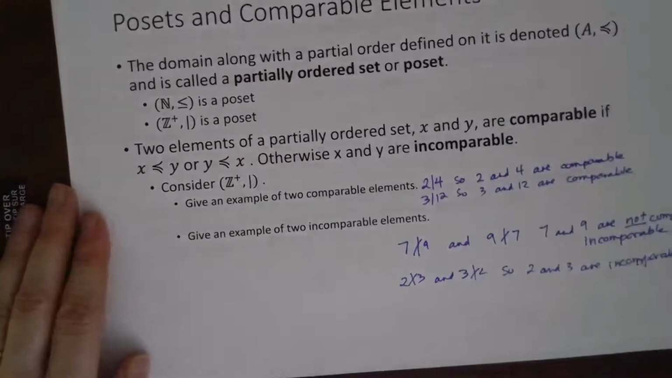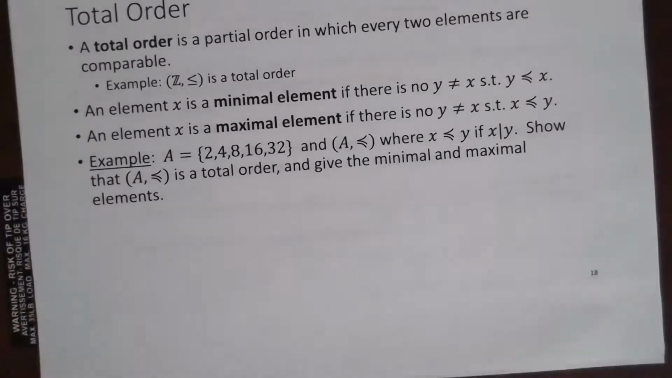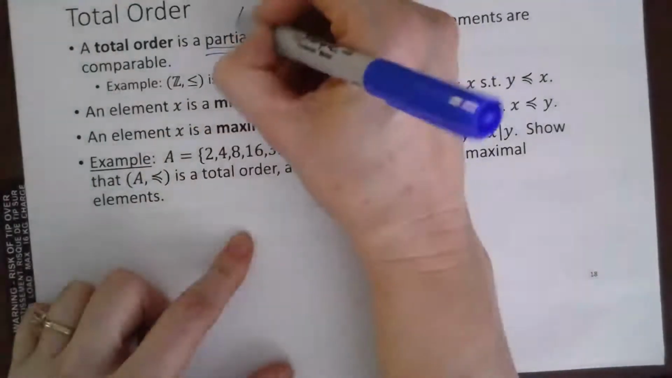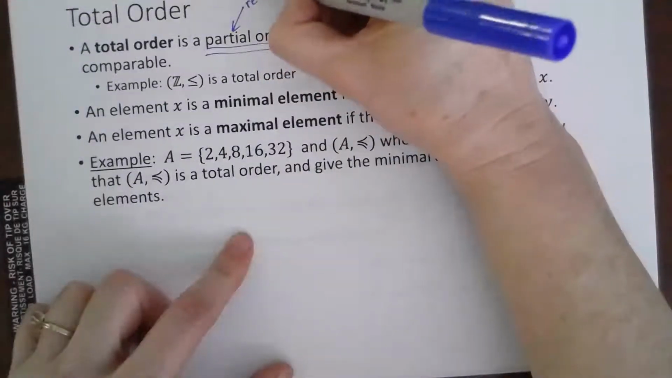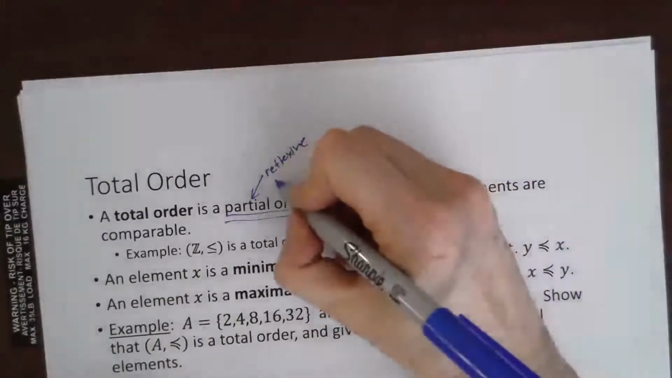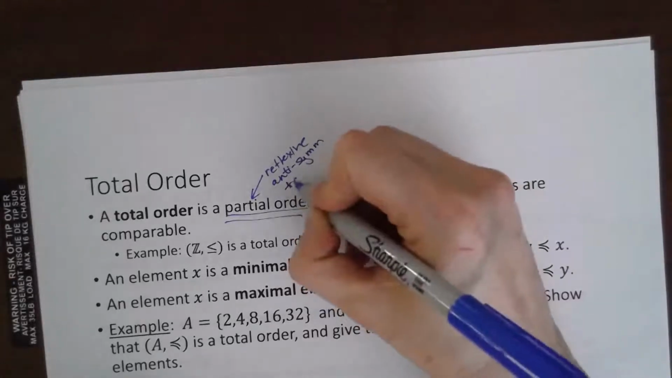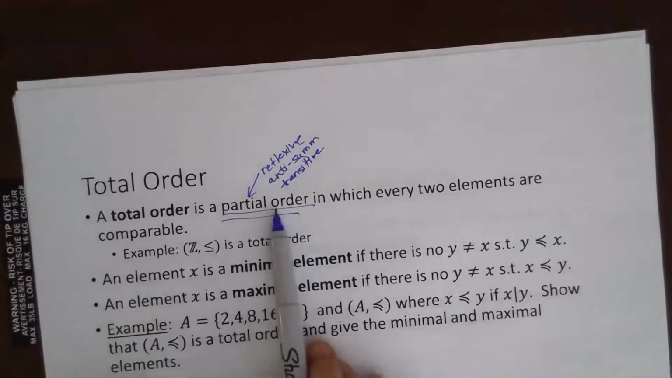And we will compare that to a totally ordered set, or a total order. A total order is a partial order. So notice it is a partial order, which means that, because it's a partial order, it will be reflexive. It will be antisymmetric. It will be transitive. It has to be all those things because it is a partial order.